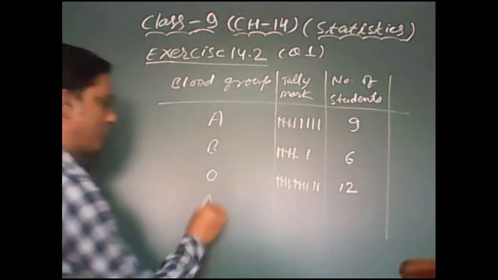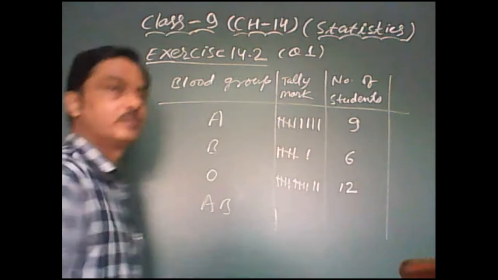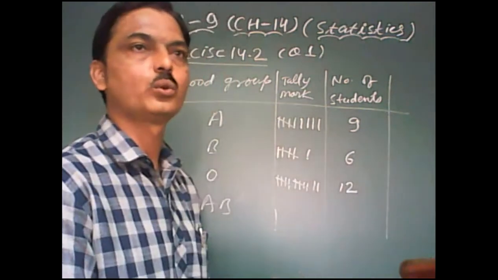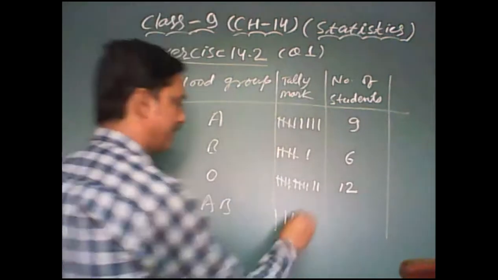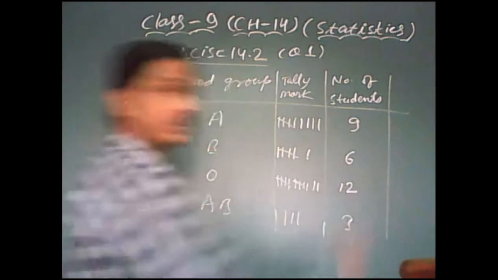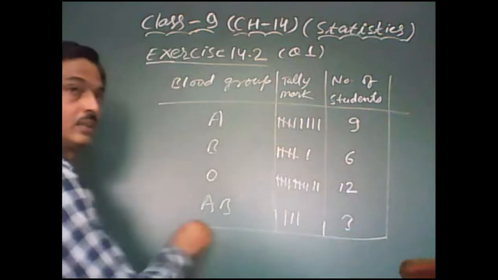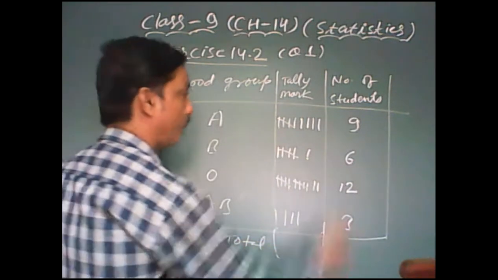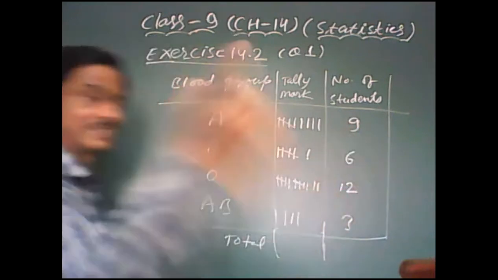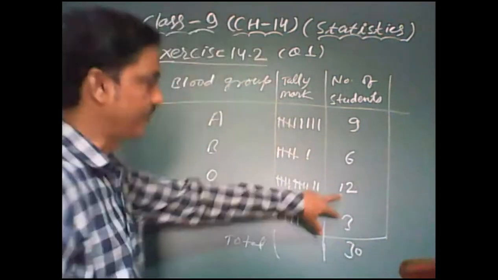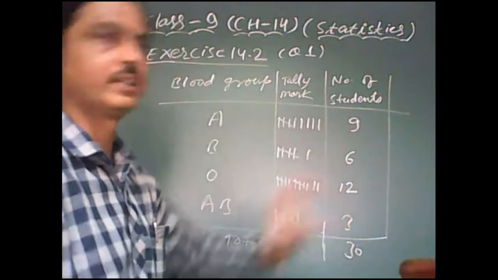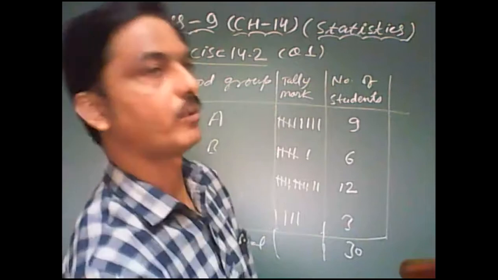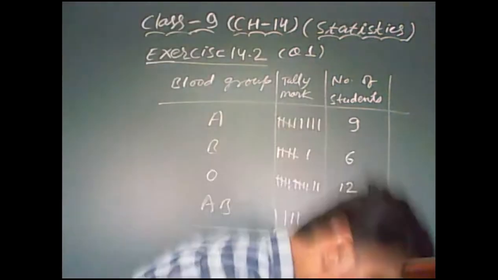Similarly, we can count AB. How many students have blood group AB? There are 1, 2, and 3. Only 3. This is our table, and we can write total here. How many students are there in total? It is given also 30. You can check: 15 plus 15, 30. So this is how we convert the data table into the form of a frequency table.